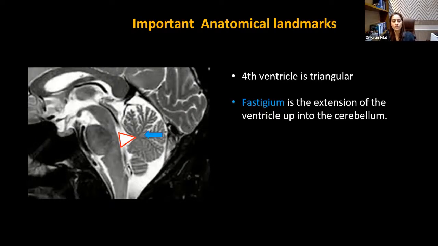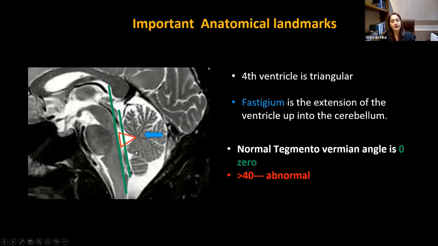Let's talk about a few words about the fourth ventricle. Remember, this red triangle is your fourth ventricle. It has the fastigium. Fastigium is the pointed part of the fourth ventricle, or you can say it's an extension of the fourth ventricle within the vermis or cerebellum. Remember this angle. It's a key angle. So, the tegmento-vermian angle. Normally, that's how we draw it: you draw a straight line along the posterior surface of the brainstem and the anterior surface of the vermis.